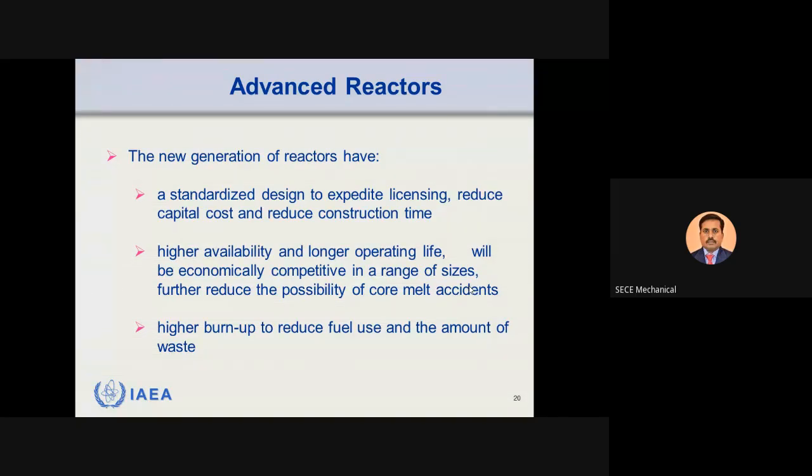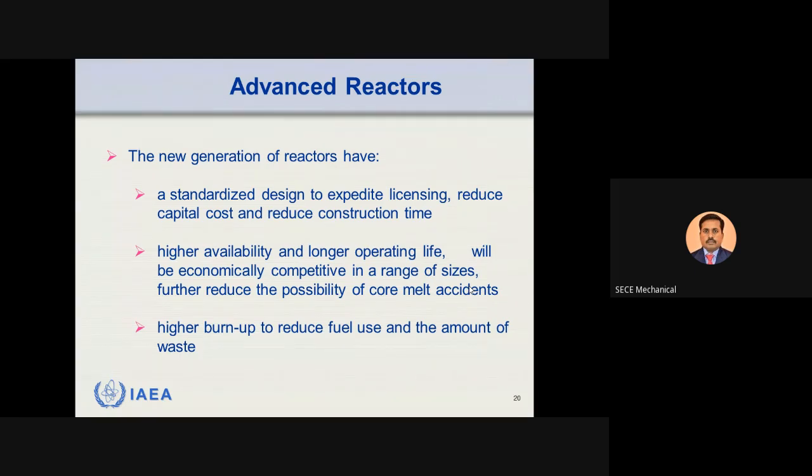The new generation of reactors has a standard design to expedite licensing, reduce capital costs, and reduce construction time. So, what are the main features of advanced reactors? One is that the design is a standard one, a common design standard, so anybody can understand it easily. The cost of your nuclear reactor is also reduced by using a flexible design approach and reducing construction time. So it is easy to construct.